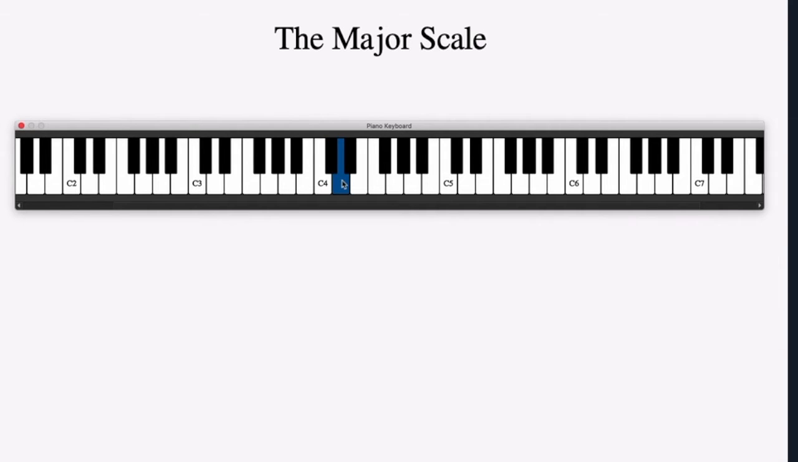From D to E flat, a half step. From E flat up to E, a half step. Now here's where some students get confused. Between E and F, notice that we don't have any black keys. The same rule holds true. From E to F is also the distance of a half step.